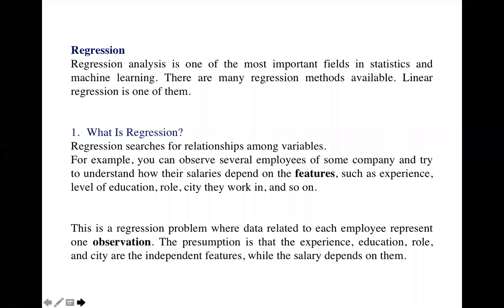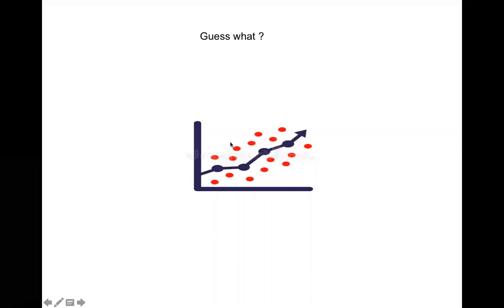And this regression analysis is one of the most important fields in statistics and machine learning, because you are given power to say the outcome, what will happen. For example, you can observe several employees of the company, and understand the sales depends on features like experience, level of education, role, city of working, and so on. So these are all the features that show impact on a particular monetary outcome that we will be studying in regression. So these are all the data points, and this is the regression line that we will be fitting in.